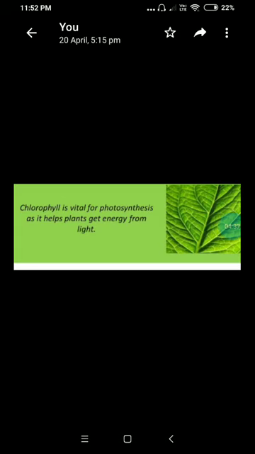Plants store extra food prepared by them in their different parts. This stored food helps them to survive in unfavorable conditions. Unfavorable condition means the condition which is not suitable for the growth of the plant. Okay children, so here we have learned about the process of photosynthesis.